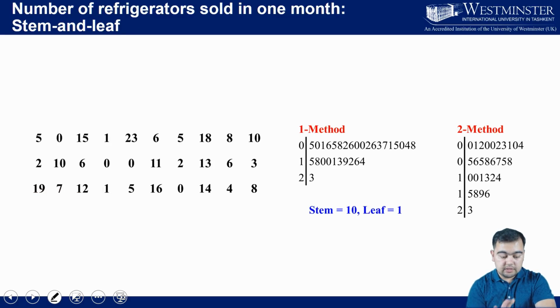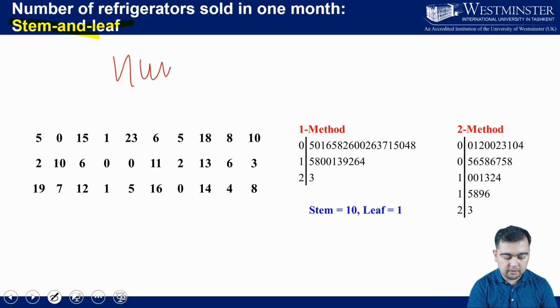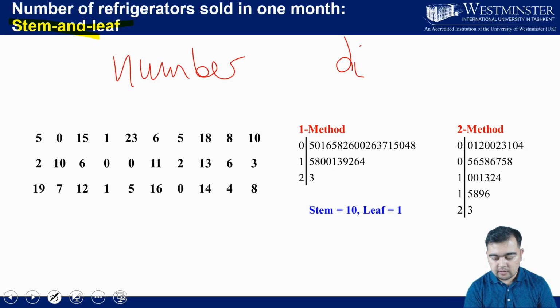Okay, now what we need to do is analyze the data somehow, right? And we're going to start our analysis from the so-called stem and leaf diagram. But before that, let me explain one thing about the difference between the number and the digit. So you have the number and the digit. Okay, so what is that?